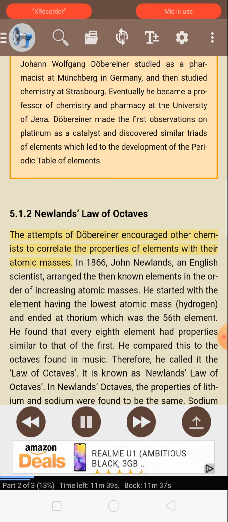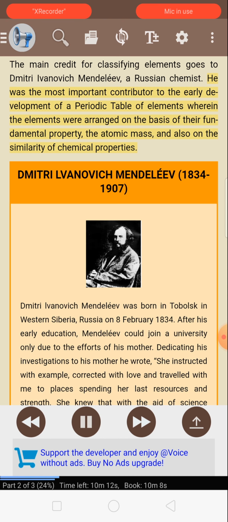5.2. Making order out of chaos. Mendeleev's periodic table. Even after the rejection of Newland's law of octaves, many scientists continued to search for a pattern that correlated the properties of elements with their atomic masses. The main credit for classifying elements goes to Dmitry Ivanovich Mendeleev, a Russian chemist. He was the most important contributor to the early development of a periodic table of elements wherein the elements were arranged on the basis of the fundamental property, the atomic mass, and also on the similarity of chemical properties.